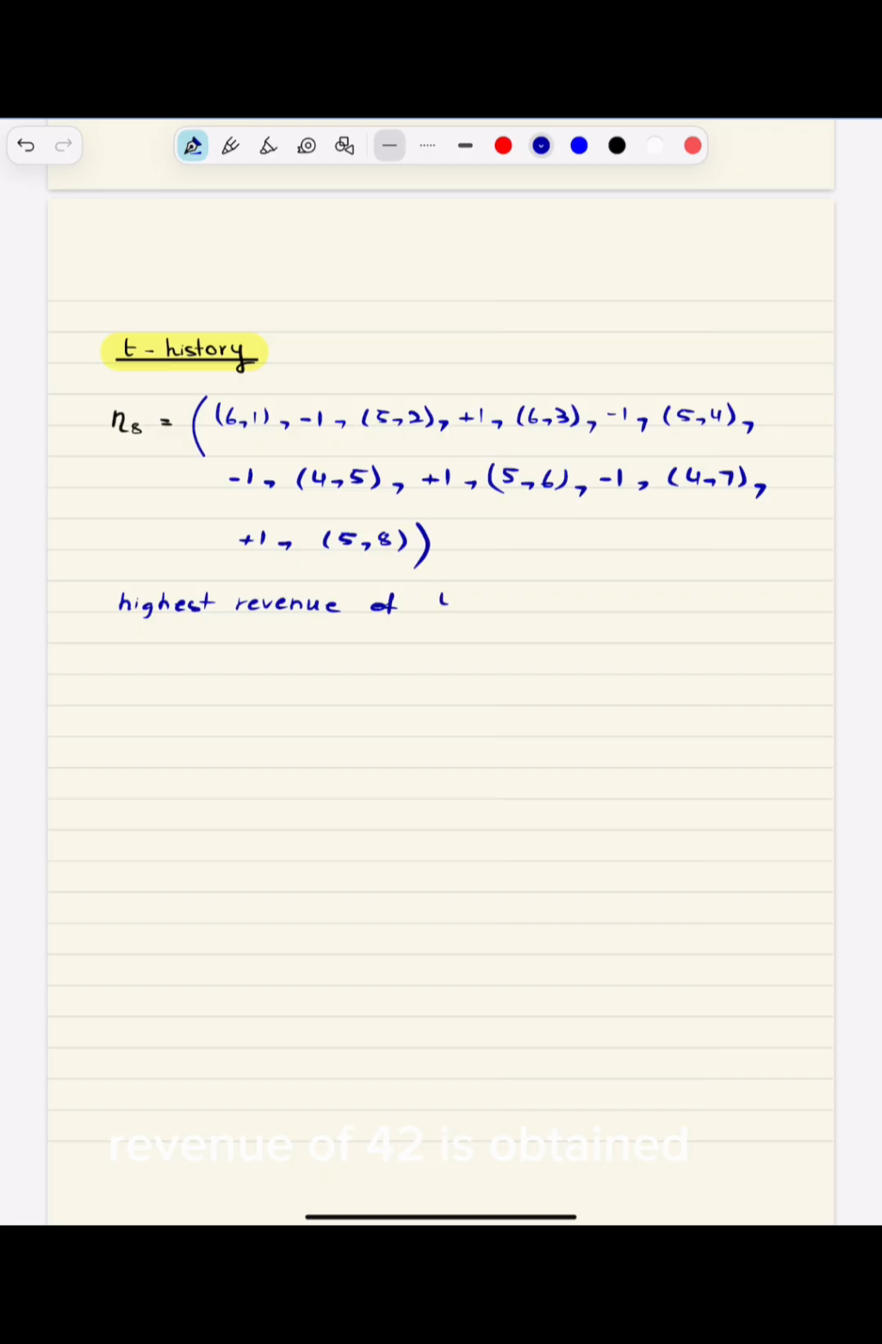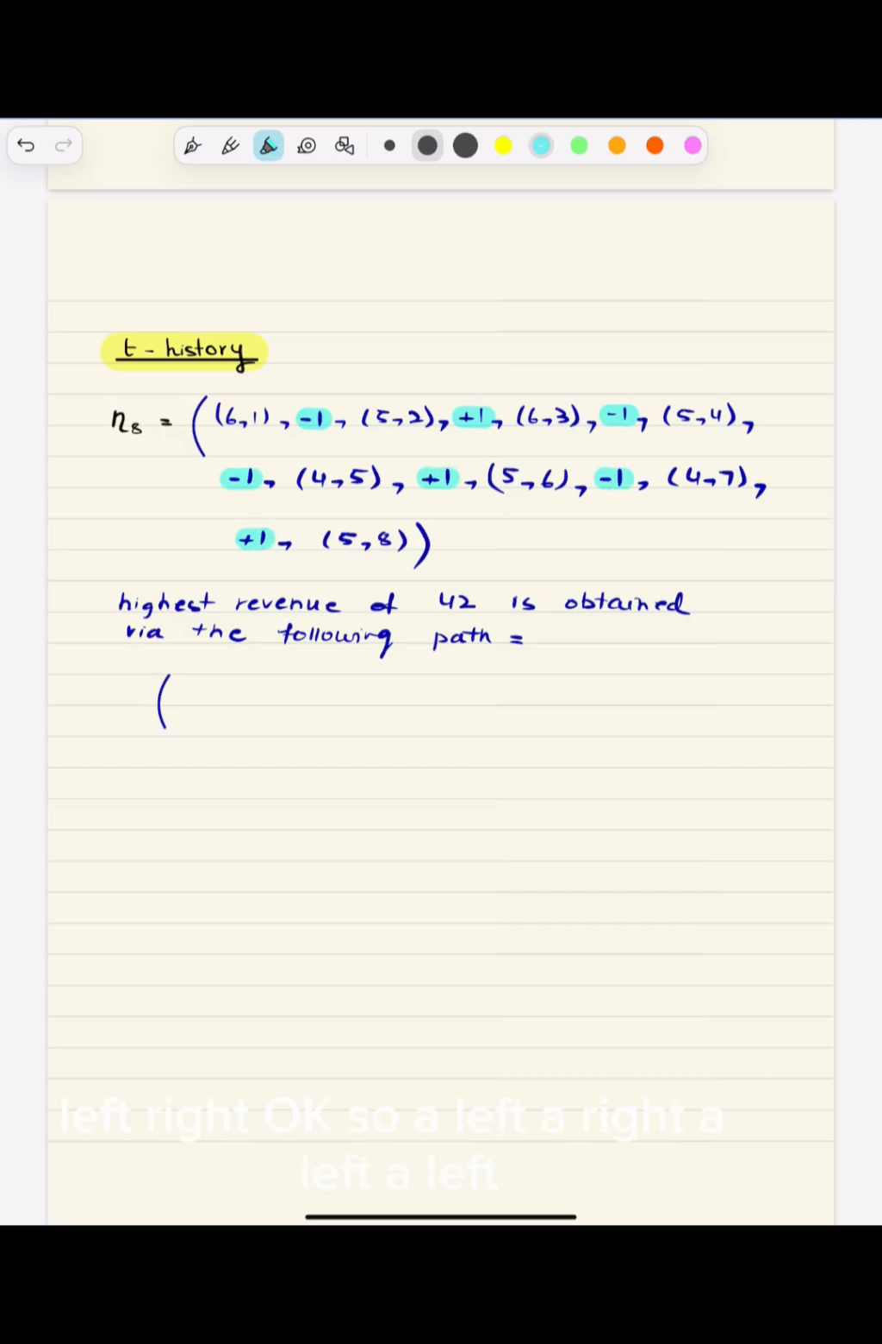of 42 is obtained via the following path, which is he has to take a left, right, left, left, right, left, right. Okay, so a left, a right, a left, a left, a right, a left, and a right.